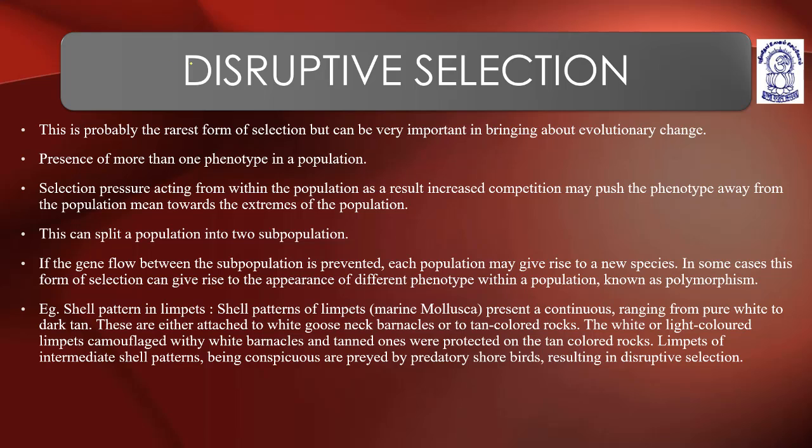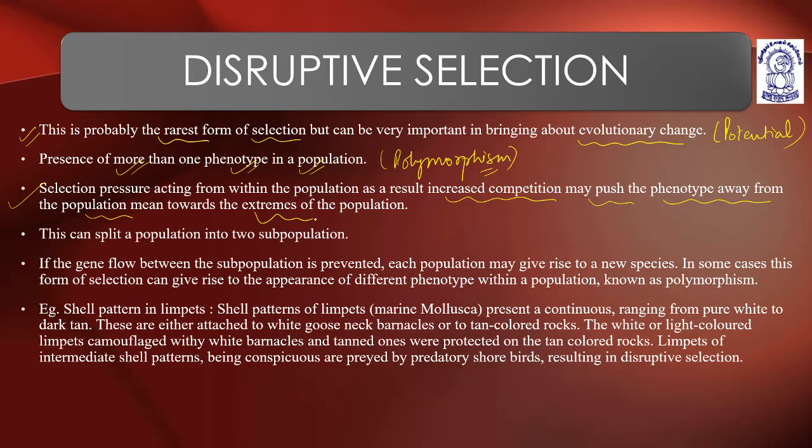Now the third is disruptive selection. In disruptive selection, this is probably the rarest form of selection but can be very important in bringing about evolutionary change. Most potential among the three. Presence of more than one phenotype in a population, polymorphism. Selection pressure acting from within the population. As a result, increased competition may push the phenotype away from the population mean towards the extremes of the population.